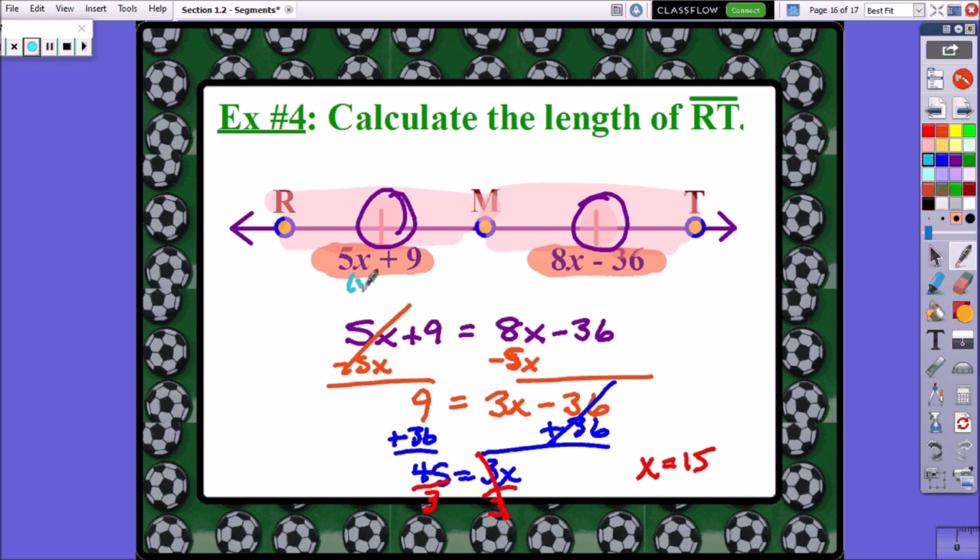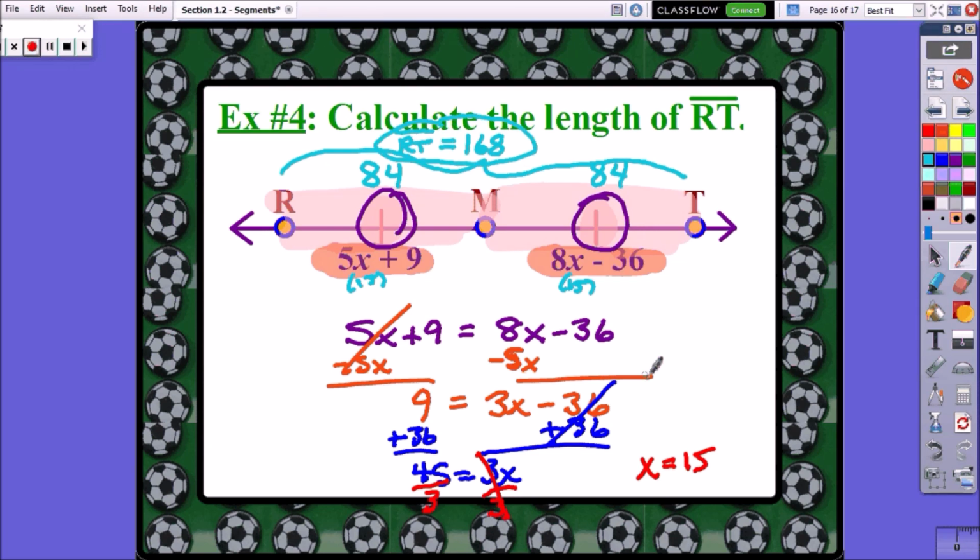So if we plug 15 into this x, we got 5 times 15, that's 75, plus 9 more makes 84. So I'm just going to put a little 84 up here. So segment RM has a length of 84. And then 8 times 15, oh boy, 8 times 15, that is what? 120? 120 minus 36 gives us a matching 84. Okay? So if this piece is 84 and this piece is 84, then how long is this whole thing from R to T? 84 and 84 together gives us 168. So the length of segment RT is equal to 168.